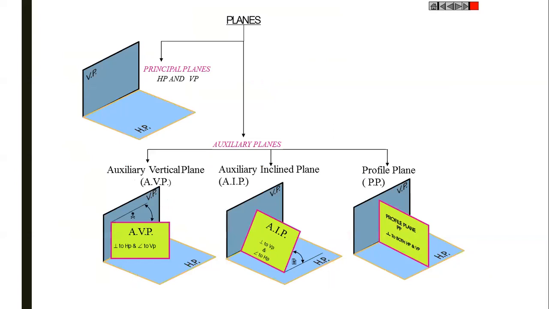Okay, I'm going to start from here. There are two principal planes. One is vertical plane, another one is horizontal plane. So if you want to see the object perpendicularly, if we are going to put any object over here, then we can see its front view and top view on these two planes.